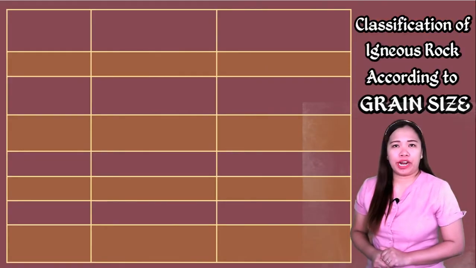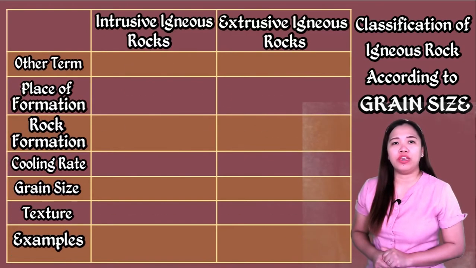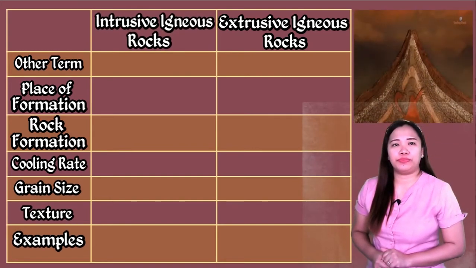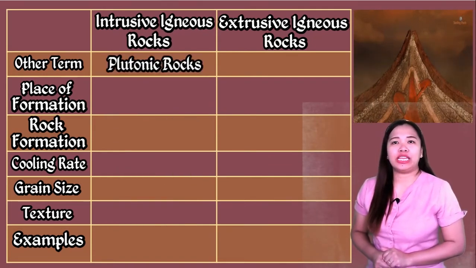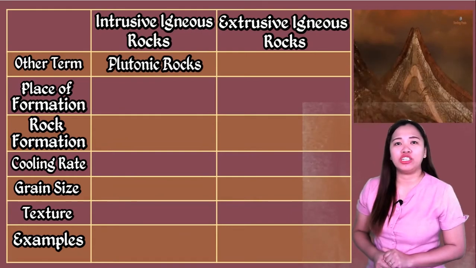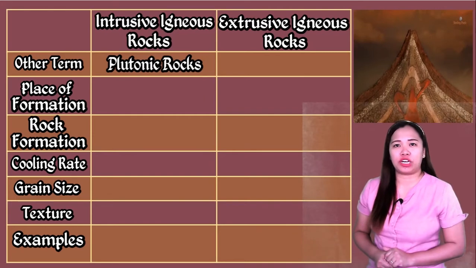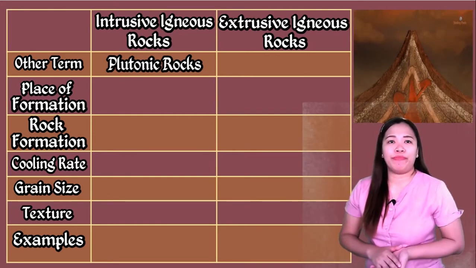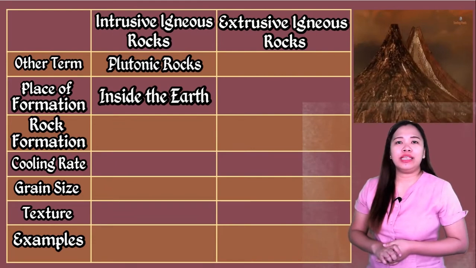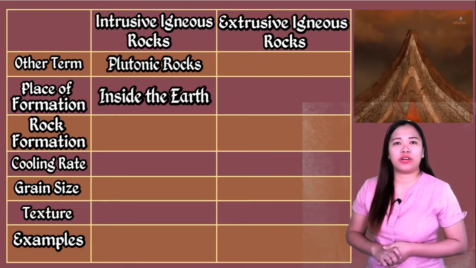Let us now compare the formations of these types of igneous rocks and discover how location, material origin, and cooling rate affect the texture and grain size of a rock. Let's begin with intrusive igneous rocks. Intrusive rocks are also known as plutonic rock. It is from the word plutons, which mean large bodies of magma that solidify even before reaching the surface of the crust. This type is formed inside the Earth's surface using the molten materials found underneath called magma.